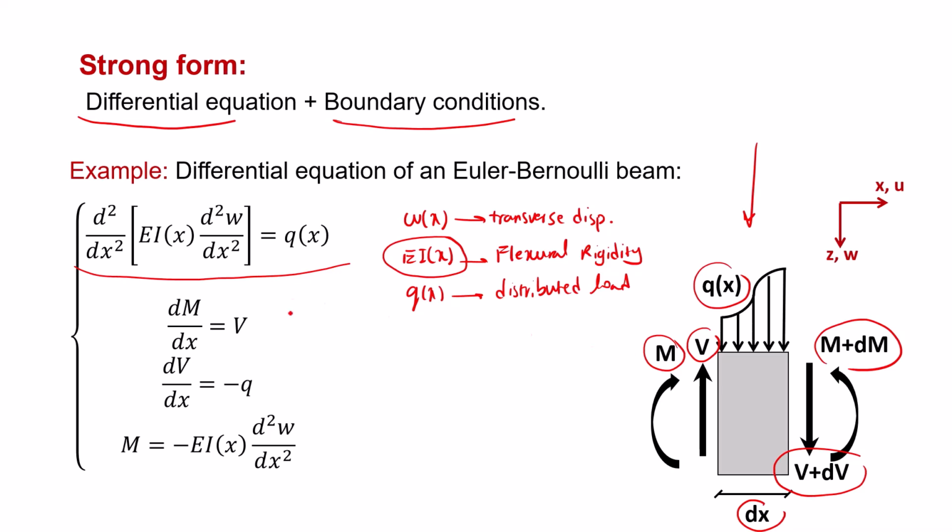From the moment-curvature relation, M would be negative EI(x) d²w over dx², and from force equilibrium, dV over dx would be negative q, and dM over dx would be V, or shear. Combining these relationships leads to the fourth order differential equation we see above. So we have d² and d² here. We are basically dealing with a fourth order differential equation. This is the strong form, a pointwise equilibrium statement.